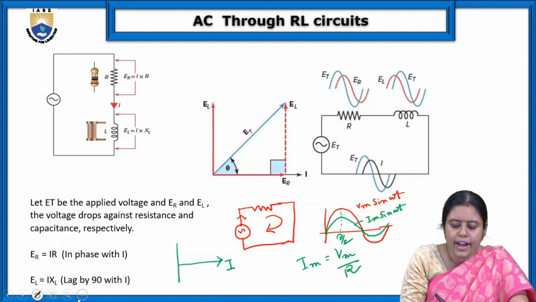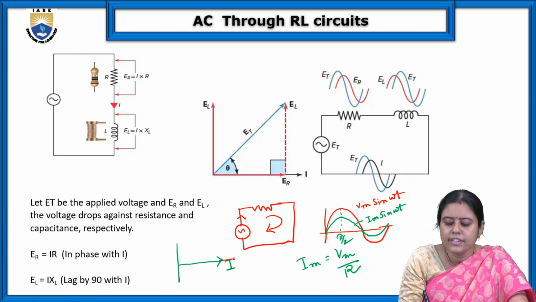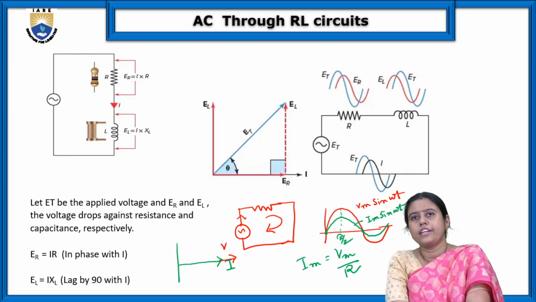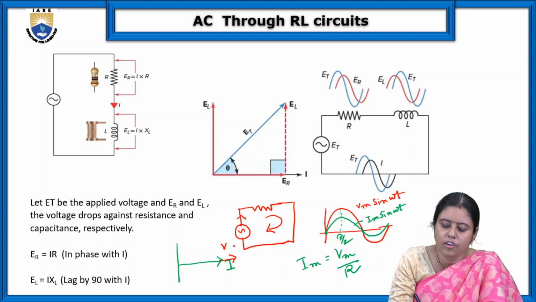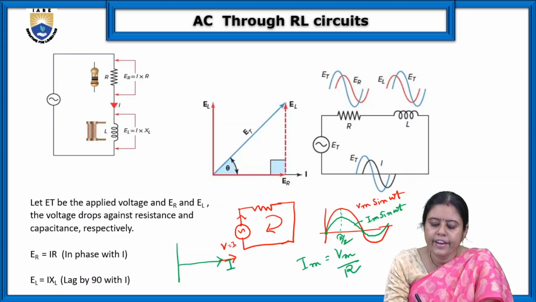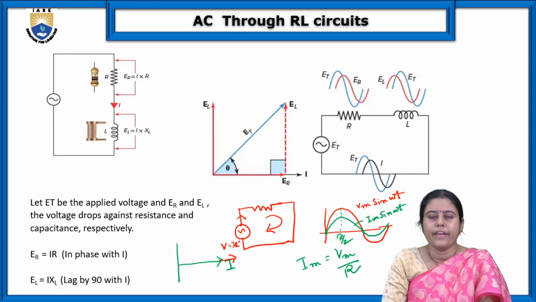So if it is current, then what will be the voltage? The voltage will be in the same direction. So this is called in phase. So voltage V is equal to I into R, and they are always in the same phase.